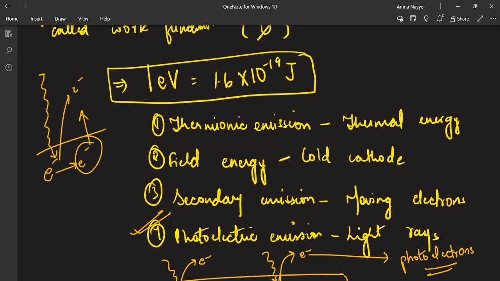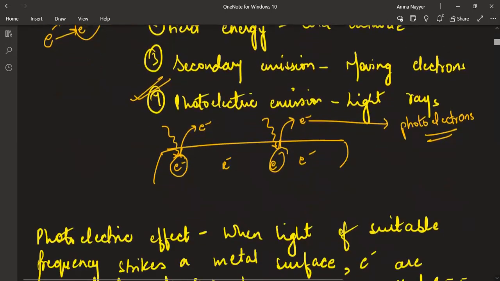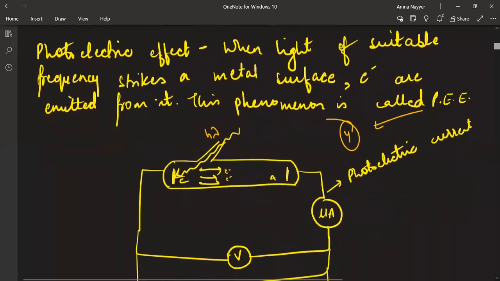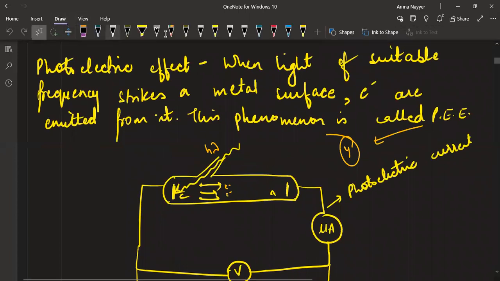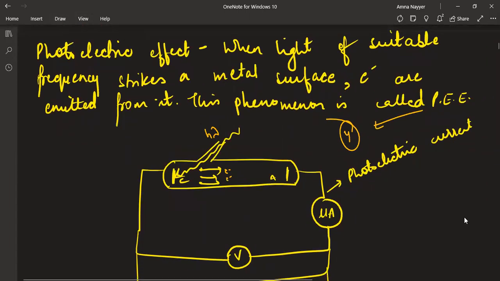Out of all the four emissions, photoelectric emission is the most important for you. Questions will come from photoelectric emission only. These four have never even been asked in your previous years' questions, the names of all these. So just focus directly on photoelectric emission. Now, what is important from your numerical perspective also, class, there are four things you have to remember for this photoelectric emission to occur.